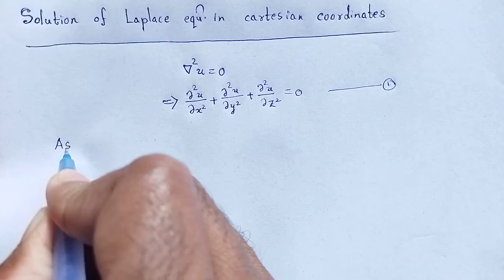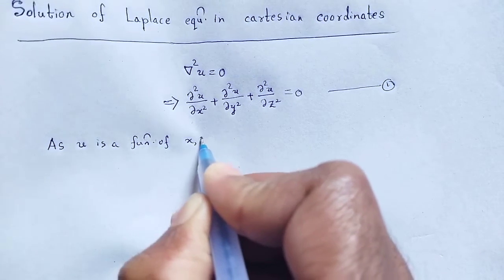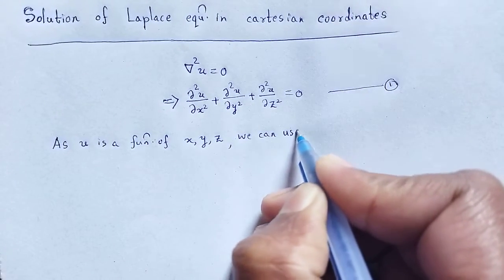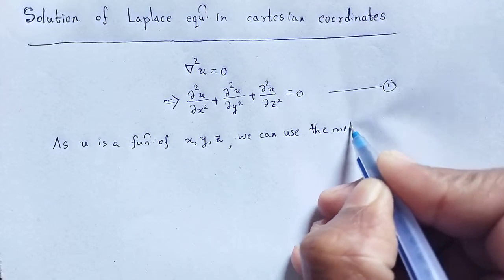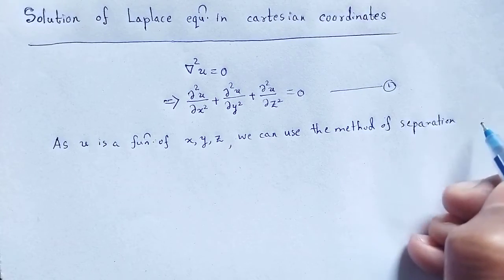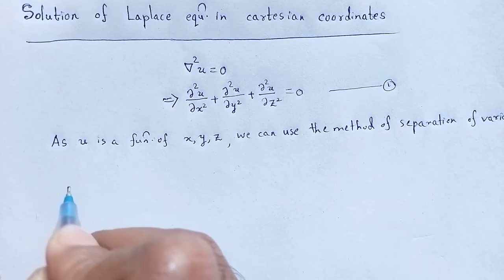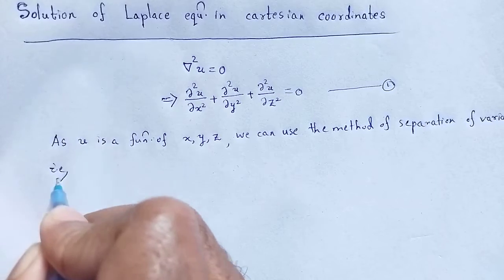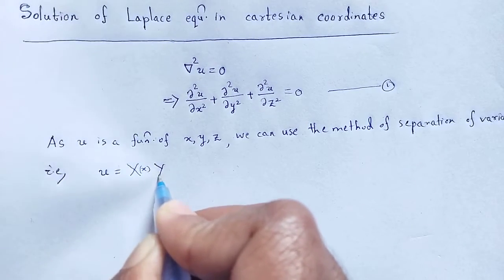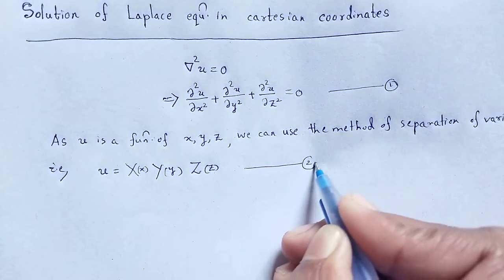As u is a function of x, y, z, we can use the method of separation of variables, that is u is equal to X Y Z, where X is a function of x only, Y is a function of y only, Z is a function of z only. That is equation number 2.